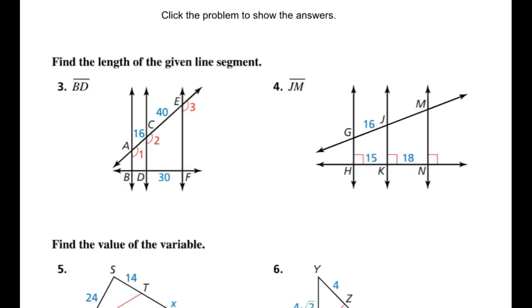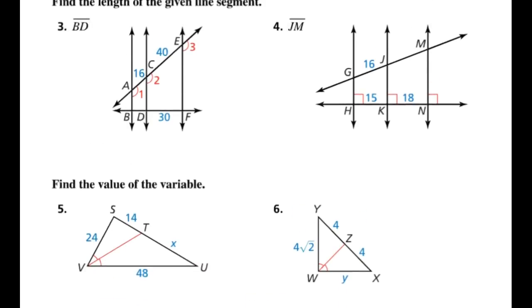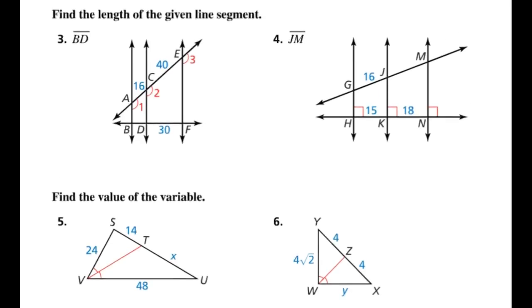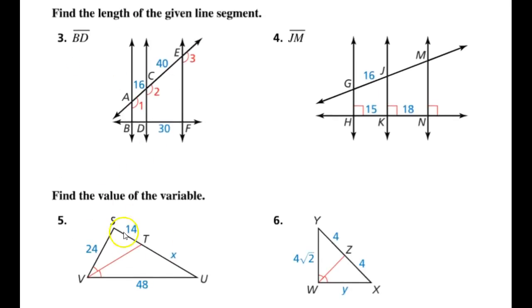So here are your next couple of monitoring progress problems. I want you to try a couple of these. Try one from each part. Try one dealing with our parallel lines, and try one that is looking at the triangle angle bisectors. See how you do with those.